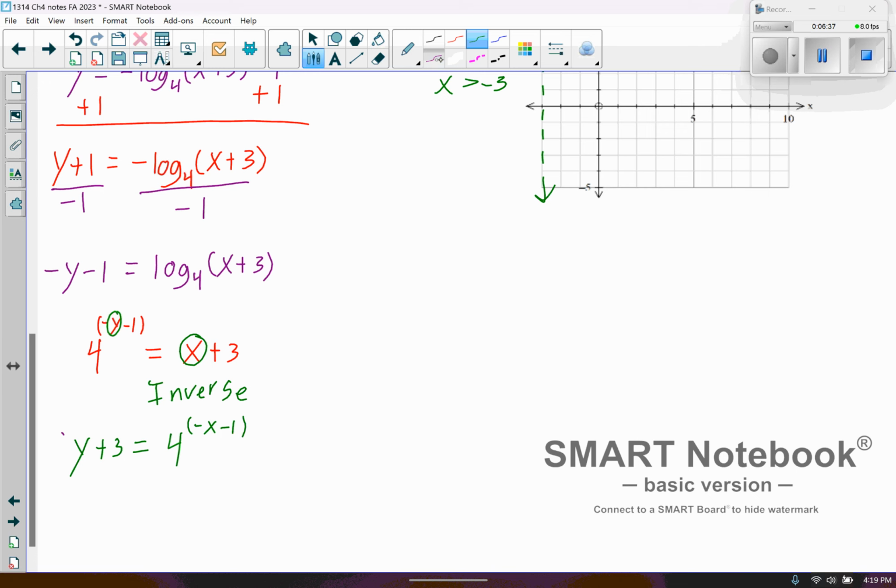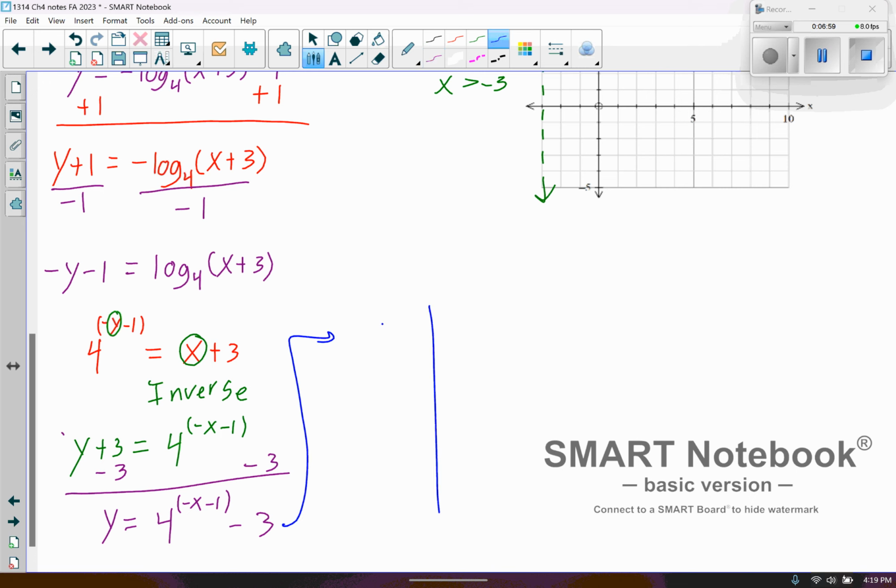And then the last thing I want to do is isolate the y completely. So I'm going to subtract 3 on both sides. I'm going to end up with y equals 4 to the power of -x minus 1, minus 3. And then just like the previous problem, we'll make a little table for this. Once we have those table values, we're going to switch them to have my table for my original logarithmic function at the top.